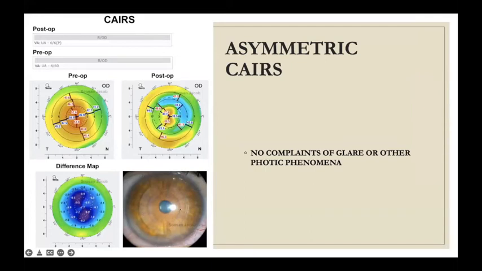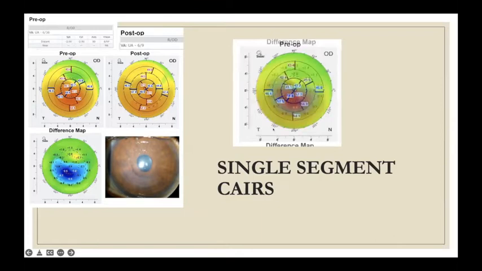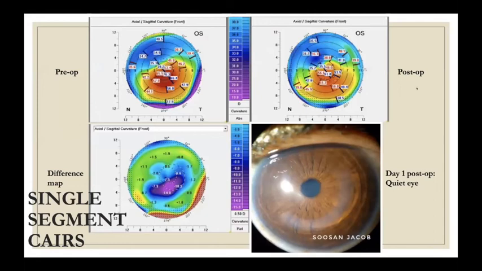You can make different combinations, like a thicker segment on one side and a thinner segment on the other side, or you can change the arc lengths, a longer arc length combined with a shorter arc length. If you've got a decentered cone, you could put just one single segment underneath the cone, so that you can flatten that area and also push it up and also get that little compensatory steepening, which gives you a much more regularized topography. So here are other examples of single segment CAIRS.